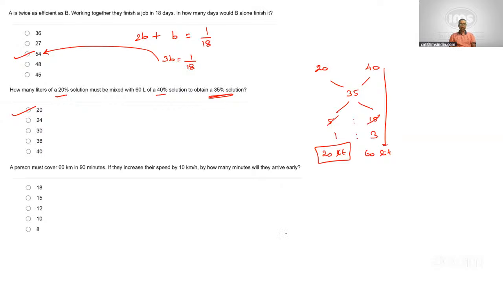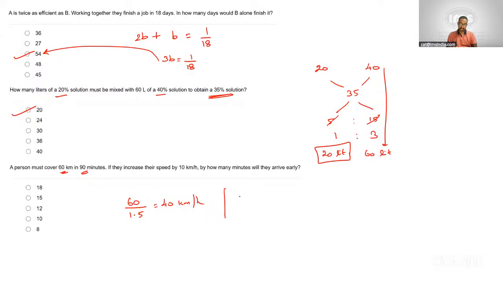Next question: a person must cover 60 km in 90 minutes. If they increase their speed by 10 km per hour, by how many minutes will they arrive early? Now, 60 km in 90 minutes. 90 minutes is effectively 1.5 hours. So 40 km per hour is the original speed.